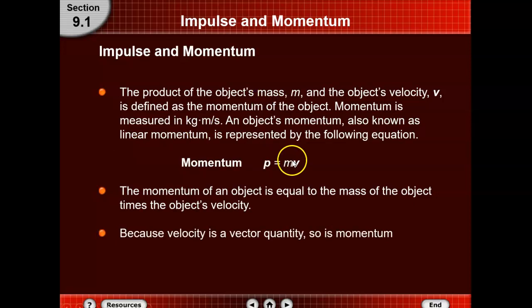Mass is measured in kilograms, velocity is in meters per second, so momentum is measured in kilograms times meters per second. And because velocity is a vector, because it has a direction, momentum is going to be a vector quantity as well.